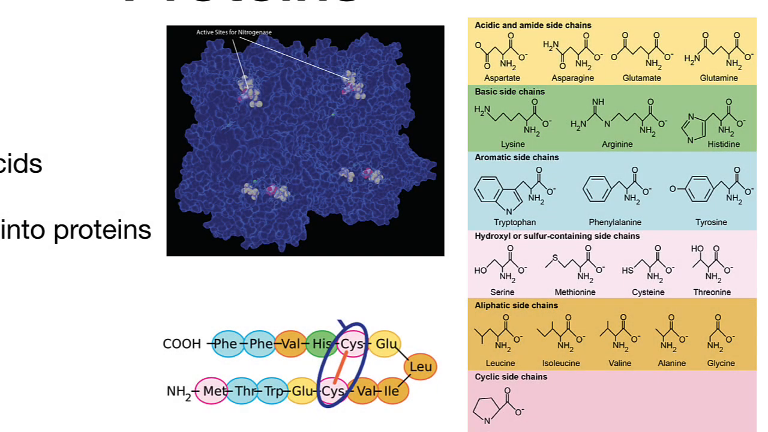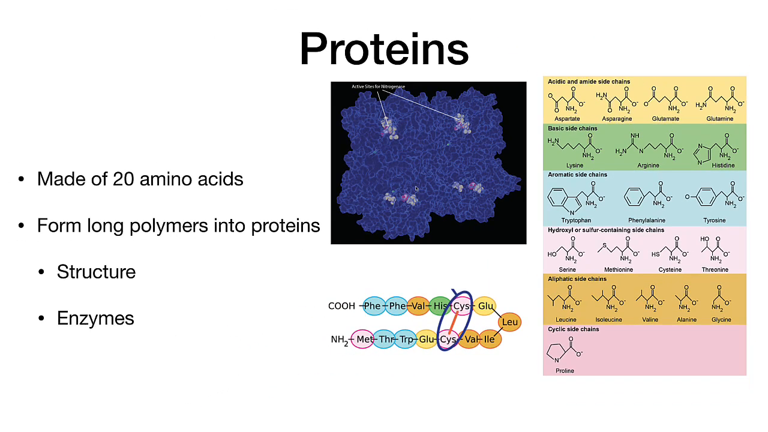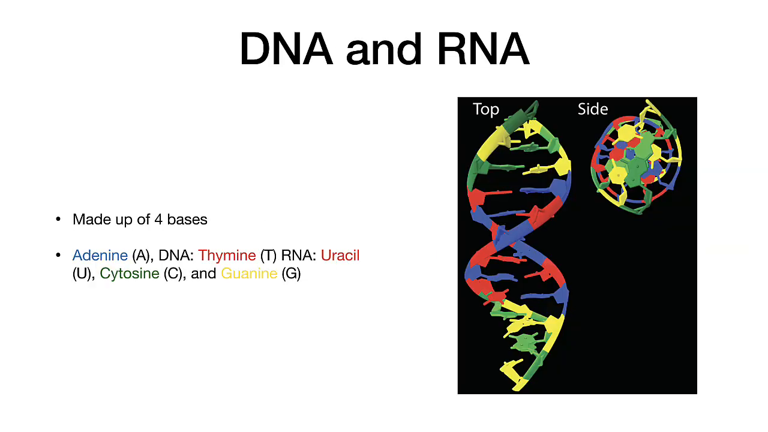Amino acids are put into long sequences, polymers, to make proteins. The sequence of amino acids in a protein dictates its function. One example here is I'm showing you a space-filling model of the enzyme nitrogenase. Nitrogenase is involved in converting nitrogen gas into ammonia and is a very important biological process. Proteins can be enzymes, such as nitrogenase, that speed up chemical reactions in cells, and they can also serve a structural role.